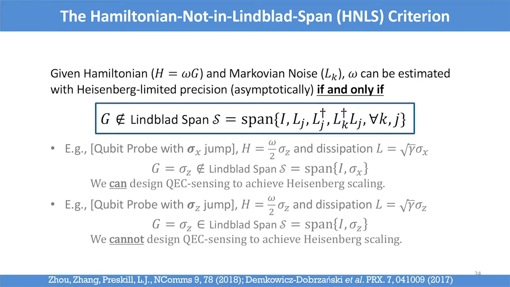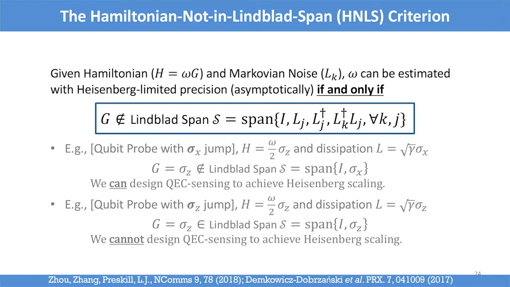The answer is the following: what we need is that the generator of the Hamiltonian should not be overwhelmed, should be distinct enough from the noise that you have in your system. One might expect it should not be the same as the jump operators. Moreover, it should not be the same as the second order, that's the L dagger L of your jump operators. It turns out you just need to push to the second order, and basically the identity, the jump operators, and some quadratic combinations will span an operator space. As long as your generator of the Hamiltonian is not in that span, then you will be able to restore the Heisenberg scaling using error correction.